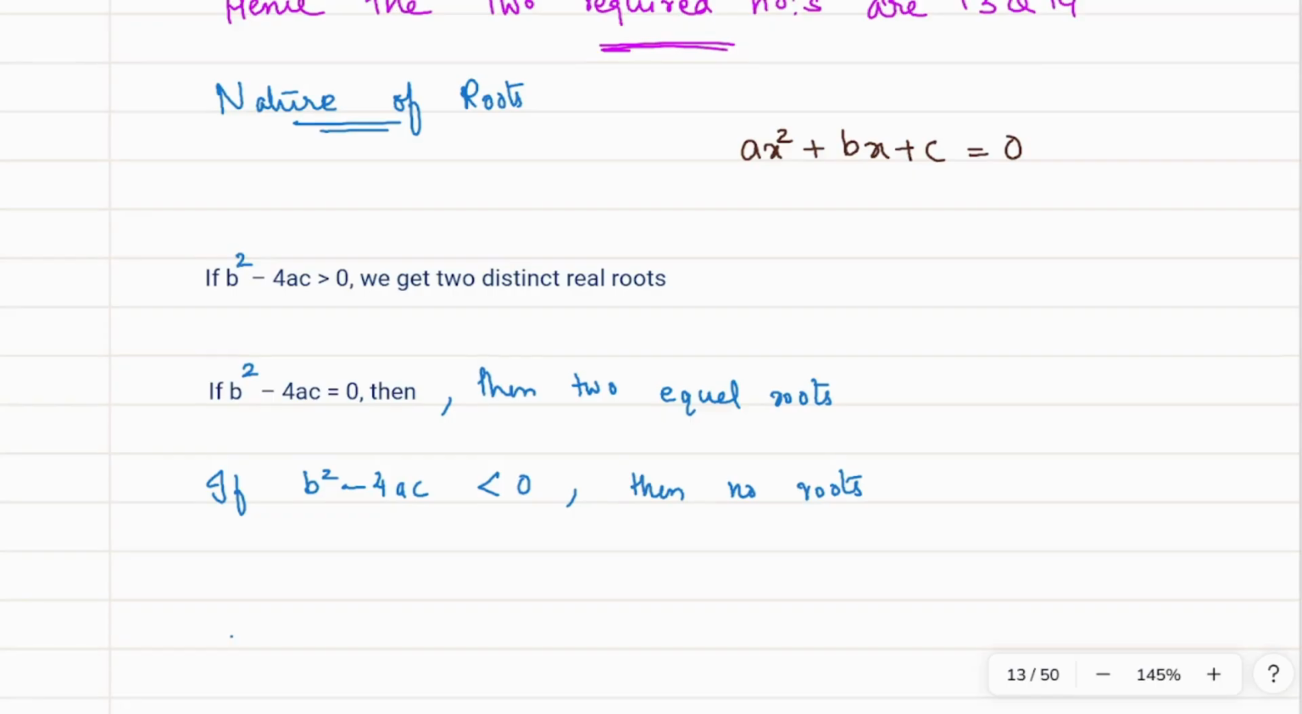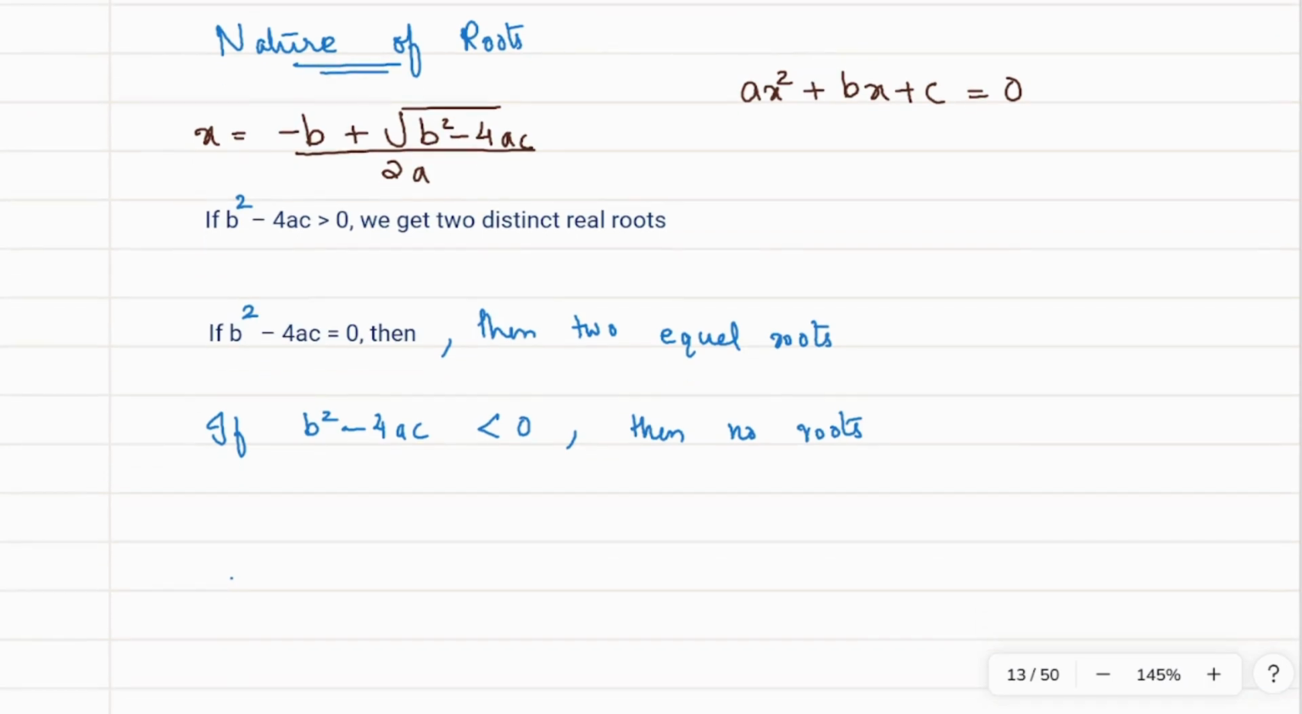If you want to find the values of alpha and beta, what do we have to do? We have learned that in a quadratic equation there are two values for x. x is equal to minus b plus root of b square minus 4ac divided by 2a, and another value for x is minus b minus root of b square minus 4ac by 2a. And this b square minus 4ac is known as D, which is the discriminant of an equation.